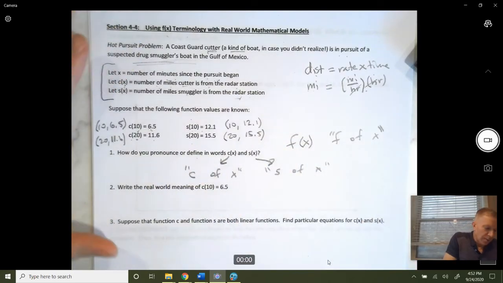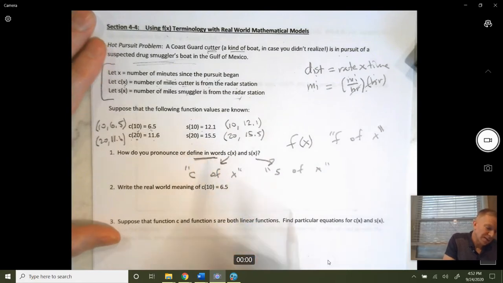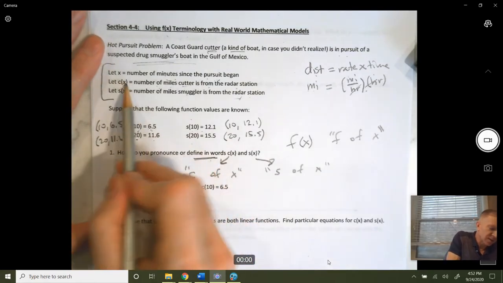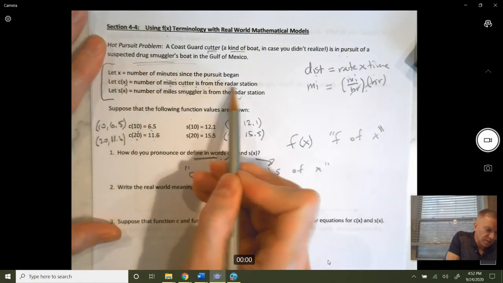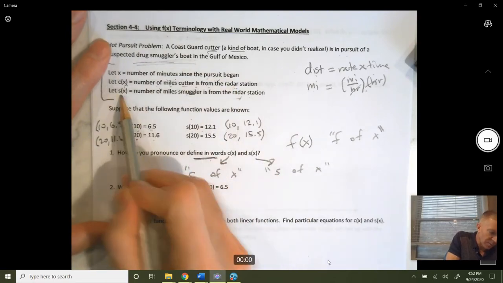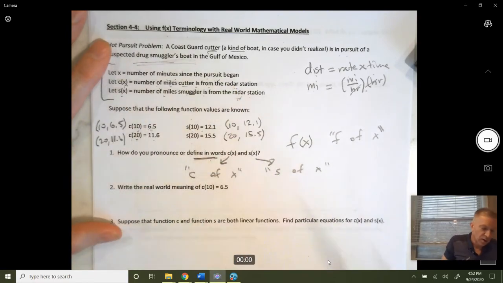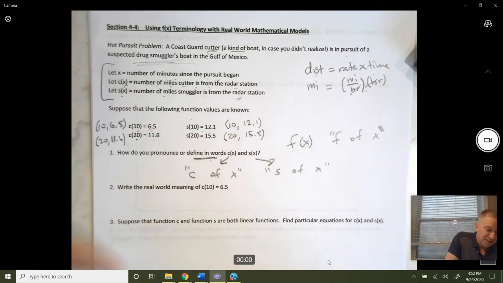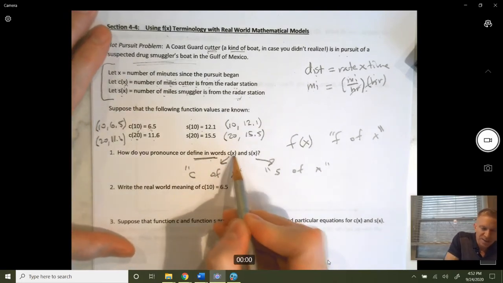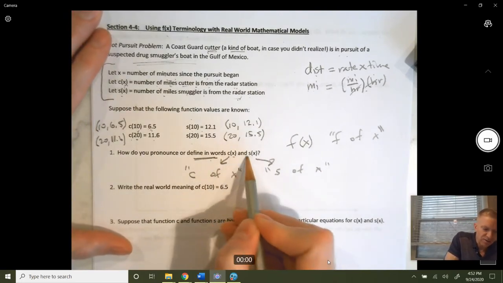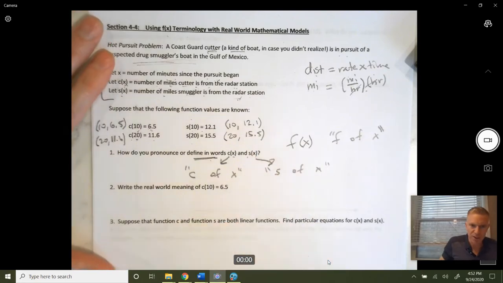Okay. How do you define these in words? Well, these are actually defined up here. C of X is the number of miles the cutter is from the radar station. S of X is the number of miles the smuggler is from the radar station. Or more generically, C of X is your output when X is your input. S of X is your output when X is your input.